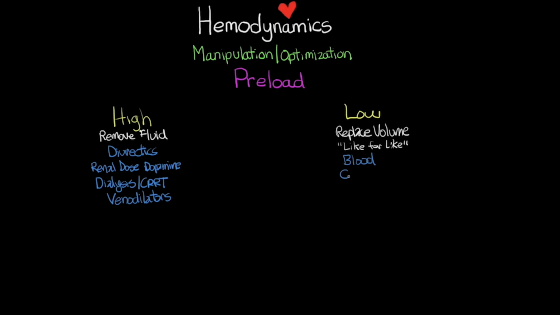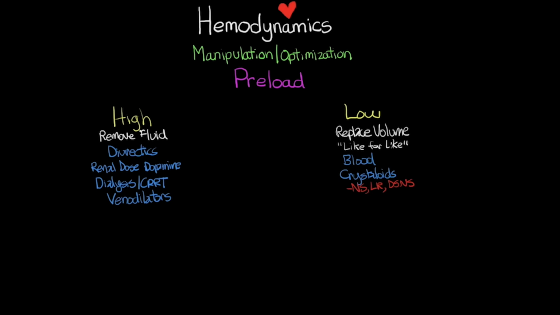You can also use things like crystalloids. And with our crystalloids, we want to be using ones that are going to stay in the vasculature. So these are our normal saline, LR, our D5NS, all those that are going to stay longer in the vasculature in order to help to increase our preload longer.